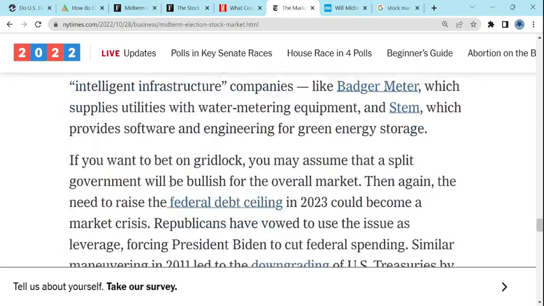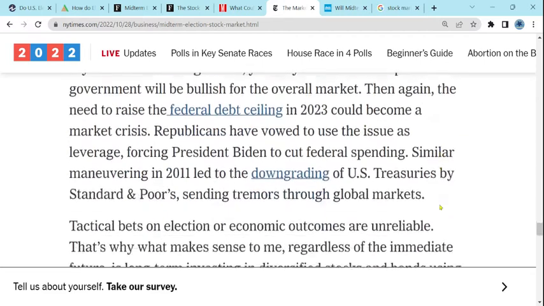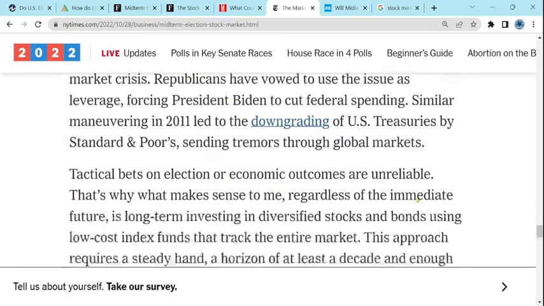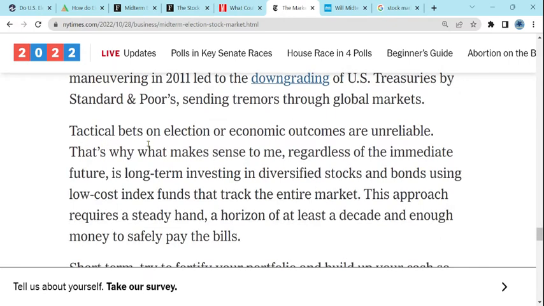If you want to bet on gridlock, you may assume that split government will be bullish for the overall market. Then again, the need to raise the federal debt ceiling in 2023 could become a market crisis. Republicans have vowed to use the issue as leverage, forcing Biden to cut federal spending. Similar maneuvering led to a downgrading of U.S. Treasuries in 2011, sending tremors through the global markets. Tactical bets on election or economic outcomes are unreliable.